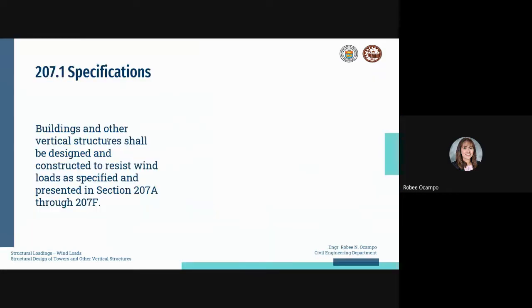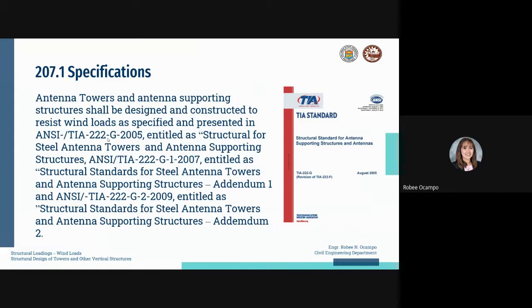So according to Section 207.1, the buildings and other vertical structures shall be designed and constructed to resist wind loads as specified and presented in Sections 207A through 207F. Okay? And of course, as I've been saying, when it comes to the computation and analysis of antenna supporting structures, we're going to use, of course, the TIA.